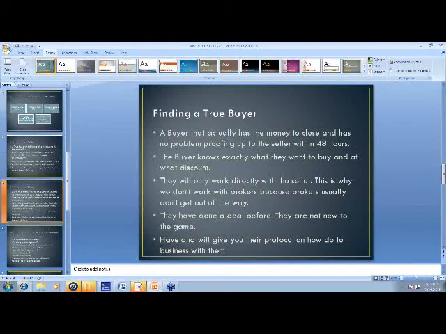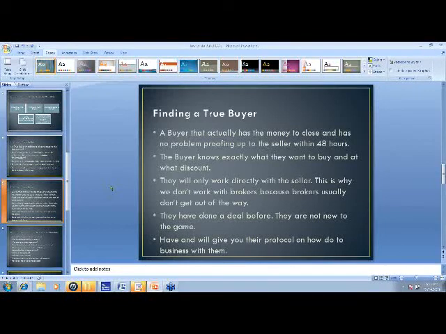So the buyer knows exactly what they want to buy and at what discount, because that's important, because you don't want to waste anybody's time. You want to know what the buyer wants. The buyer should be able to tell you what geographic area they want, what kind of discount they're looking for. If it's REOs, they could say, okay, I'm looking for 50%. I want to pay 50% of the BPO for a certain area. I mean, the buyer should be able to tell you that. So you're in a ballpark.